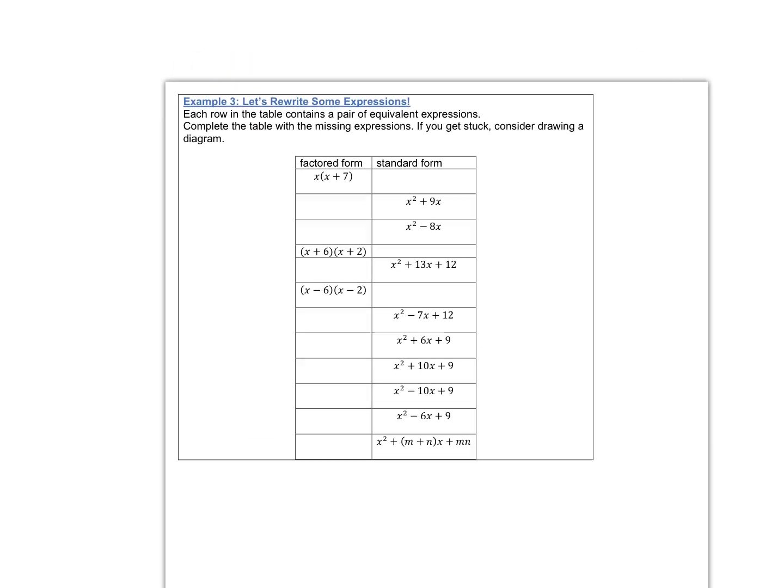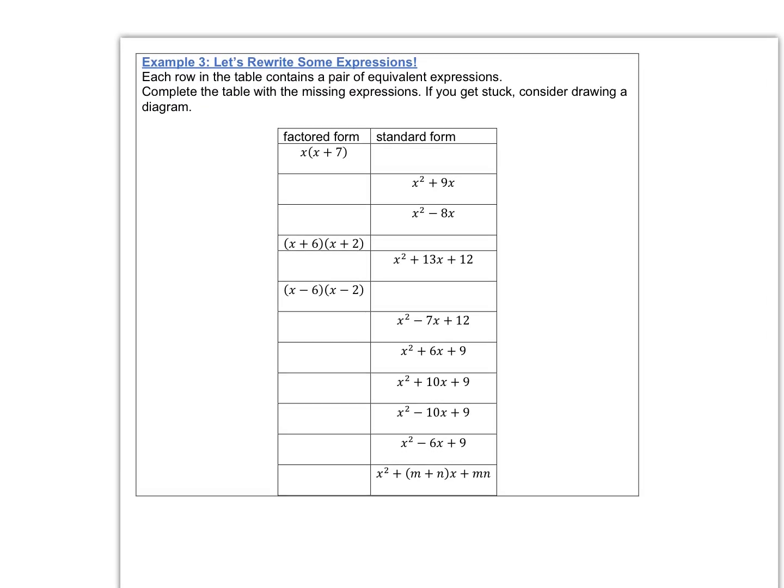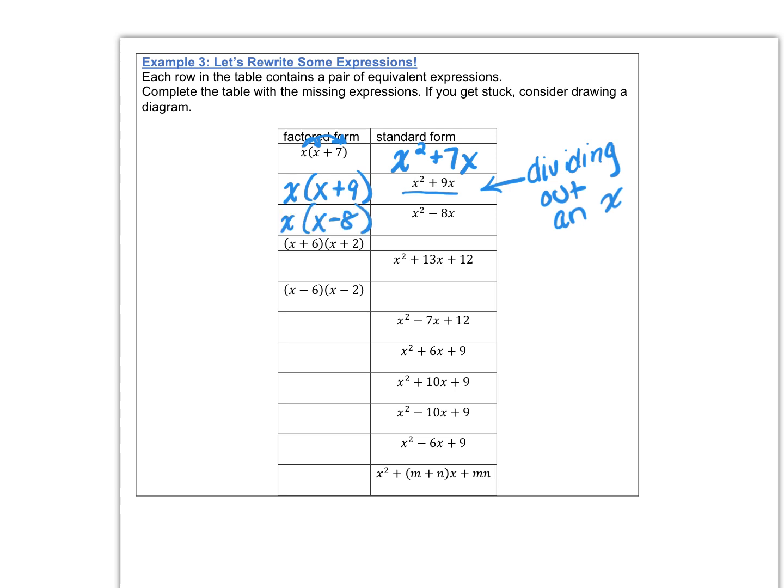So using this pattern, like I said, it's going to help us to go forwards and backwards from factored to standard form. So we know in that first one, we're going to get x squared plus 7x, right? Because I'm just distributing an x. Well, you want to ask yourself, what did I multiply to get x squared plus 9x? I would have taken an x and multiplied it to x plus 9, all right? So I'm like dividing out an x. And the same thing's going to happen to the next one where I take out an x and I'm left with x times x minus 8.